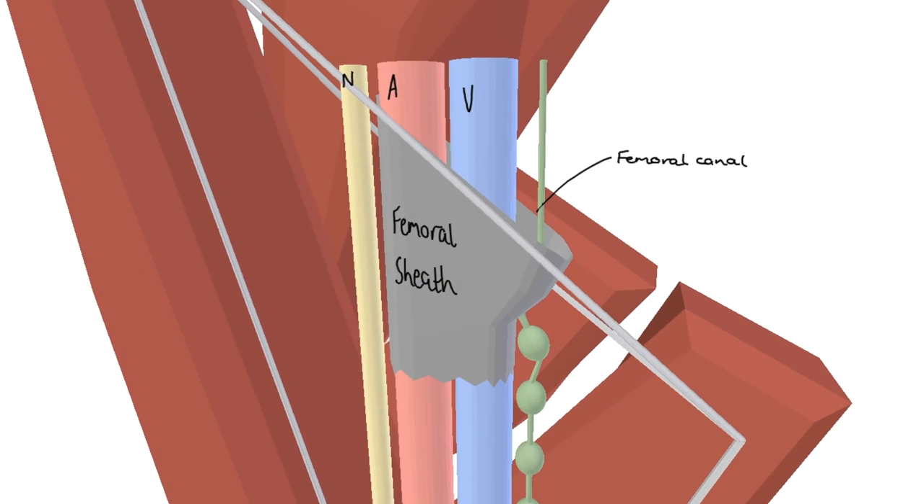The femoral sheath ends by blending in with the adventitia of these vessels, around 4 centimeters below the inguinal ligament. The femoral canal ends earlier, up here. It contains one single lymph node.